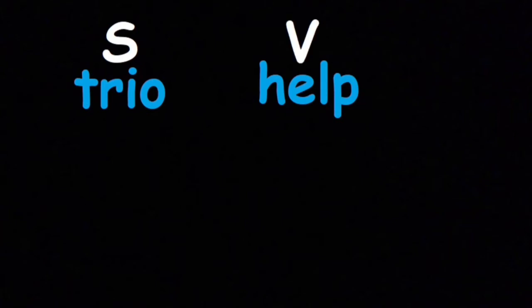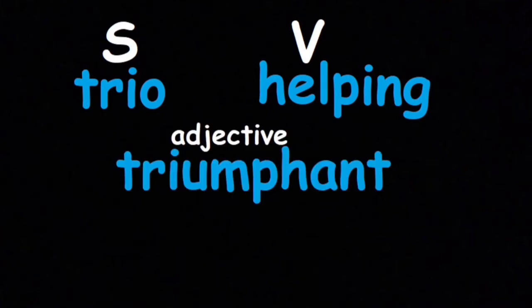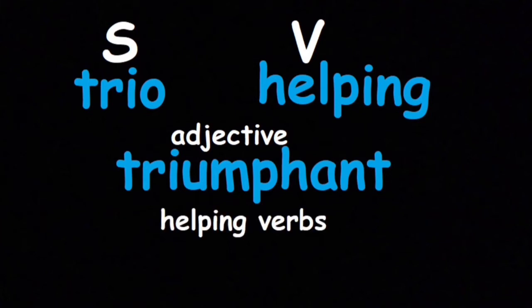So we have for our subject trio. We have for our verb help, which could also be helping. I'm going to use the word triumphant in front of trio as the adjective. That's alliteration. And I'm going to throw in a few helping verbs because that's what we're learning about today. Has been will be my helping verbs.